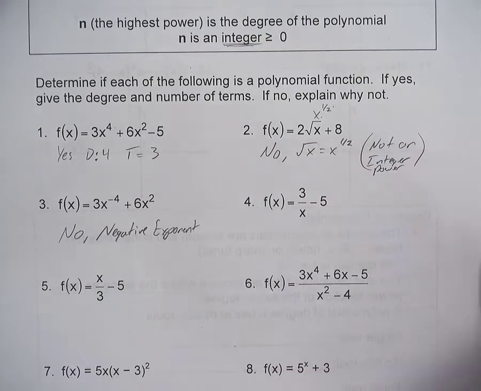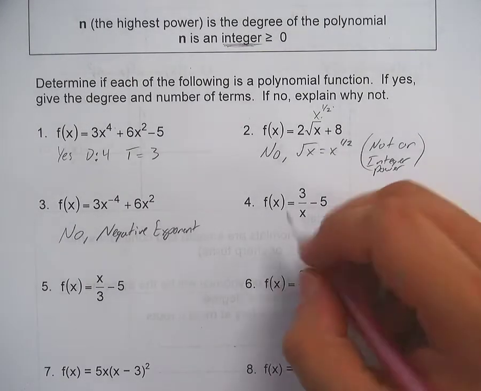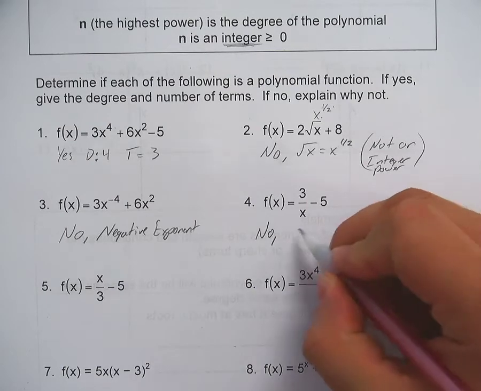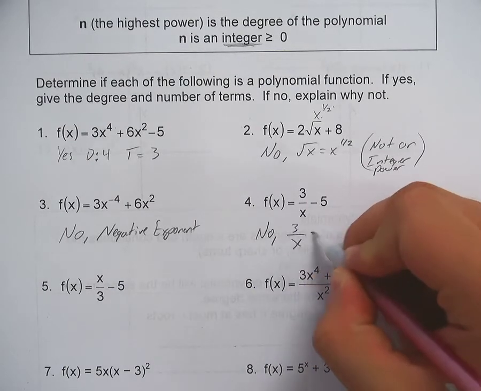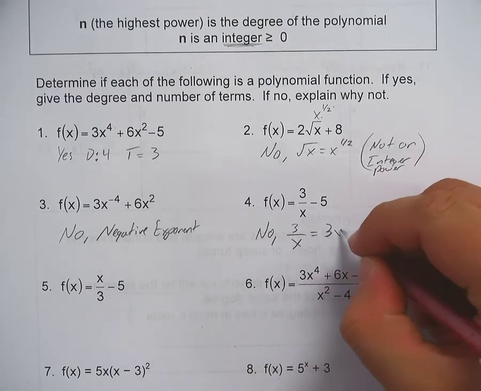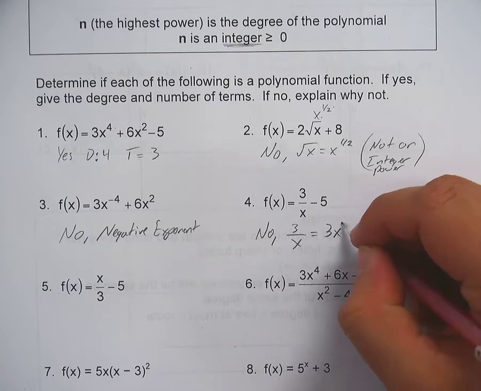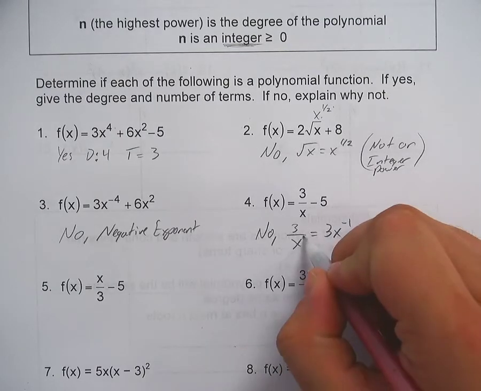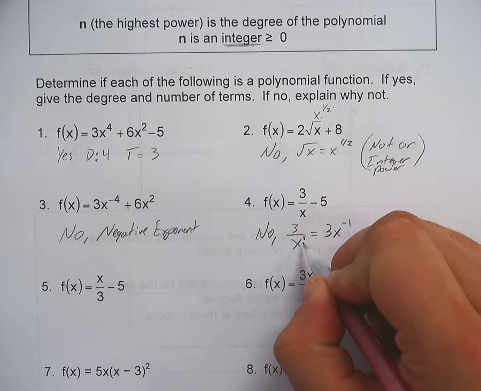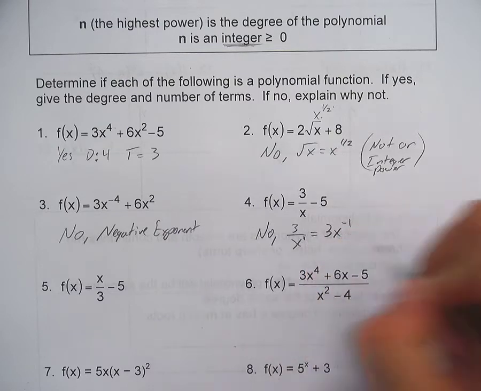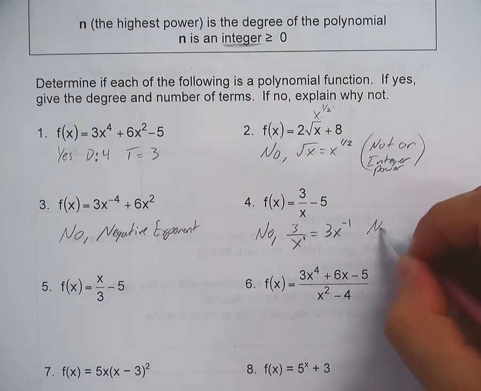Now this, you may have not seen this before, but no, it is not a polynomial, and here's why. 3 over x is the same thing as 3 times x to the negative 1. If this is a 1 down here, and we make it negative, we can bring it up. Right, so again, no, this is a negative exponent.